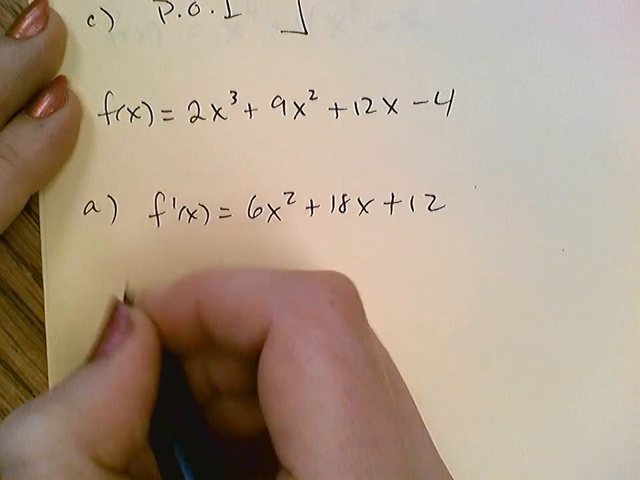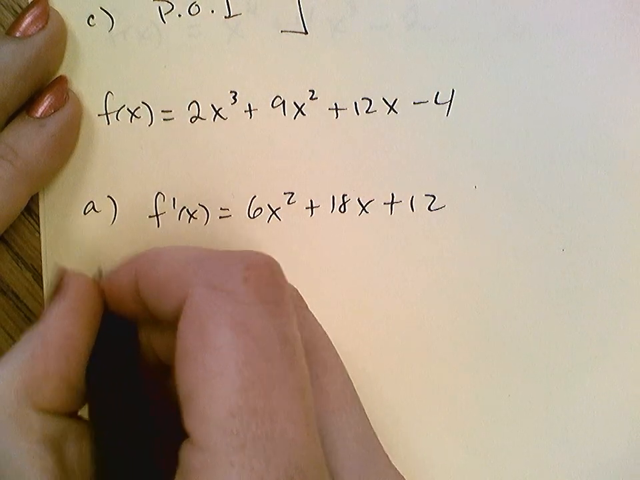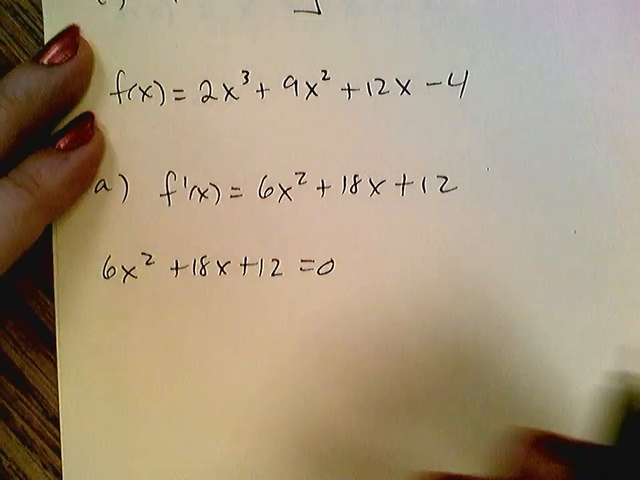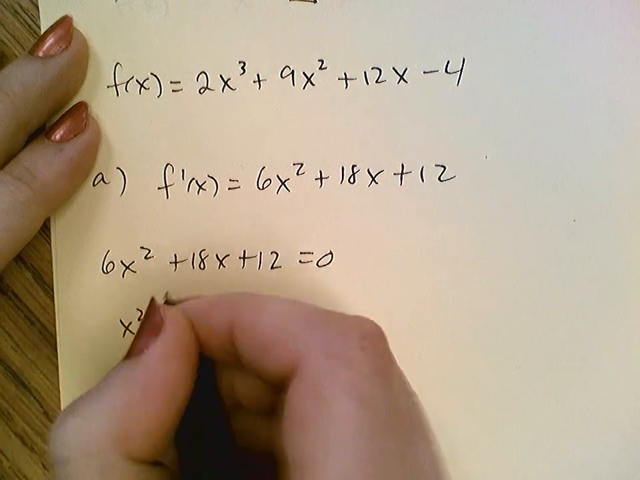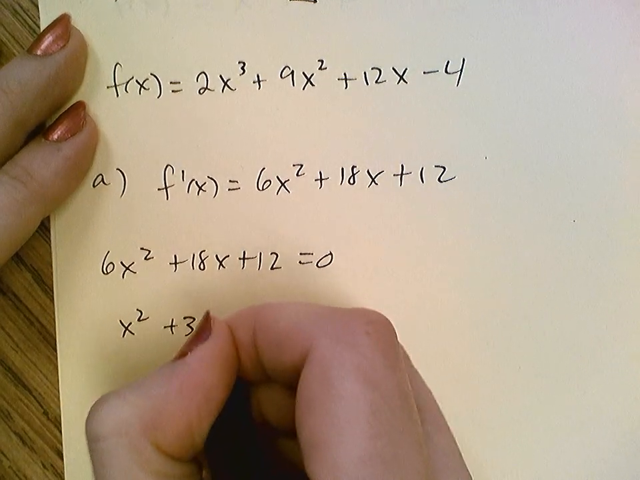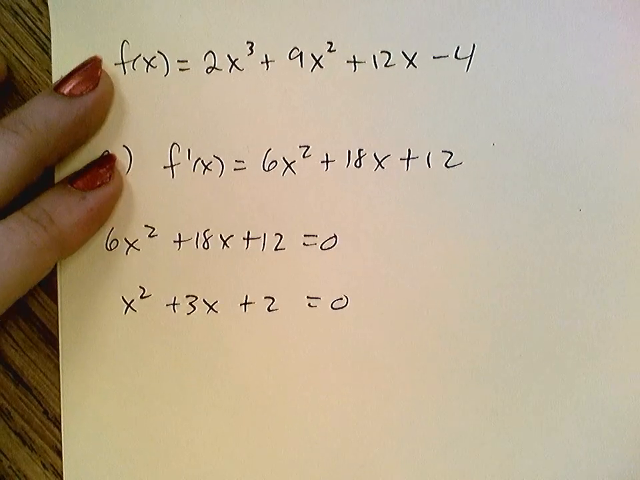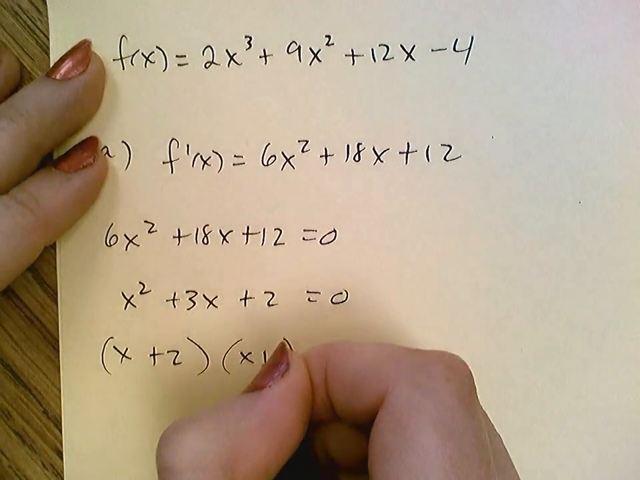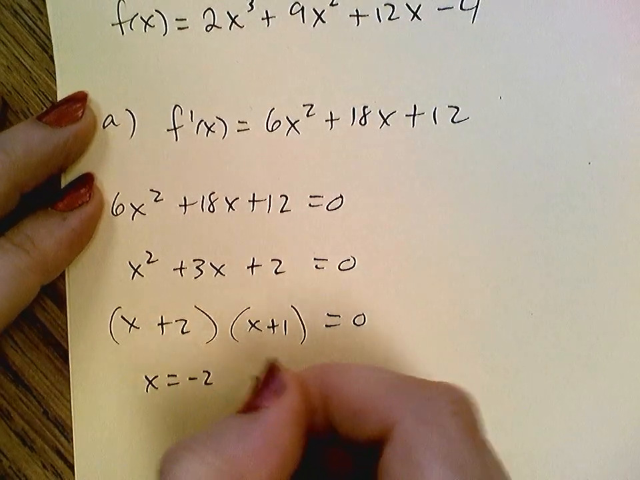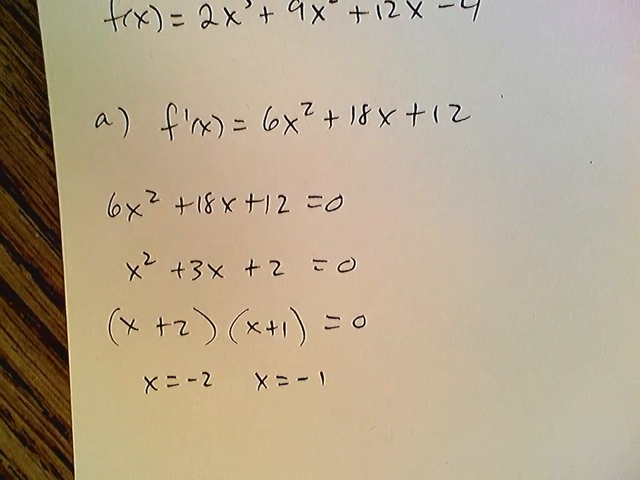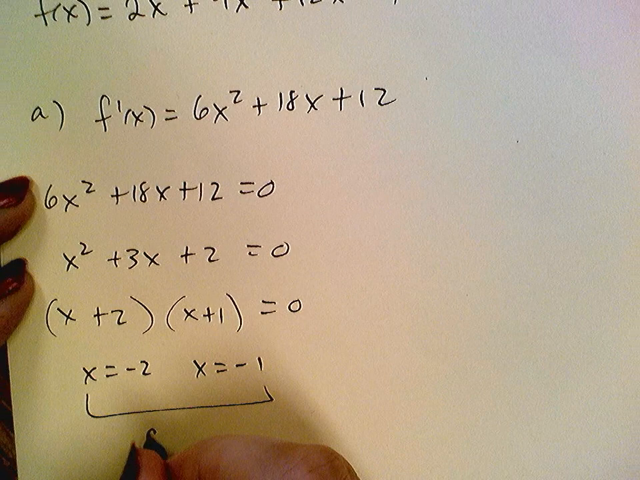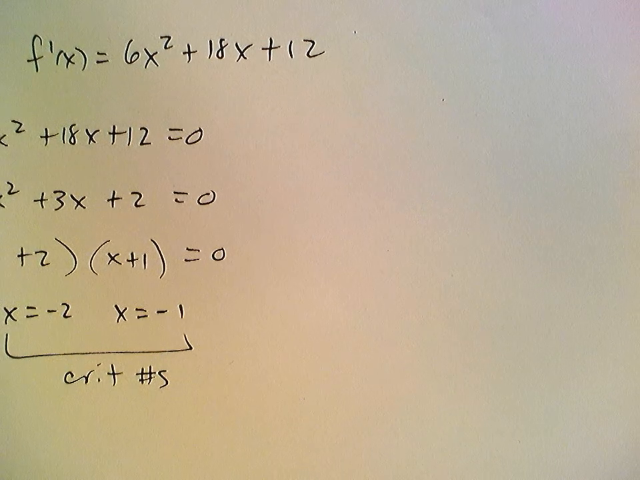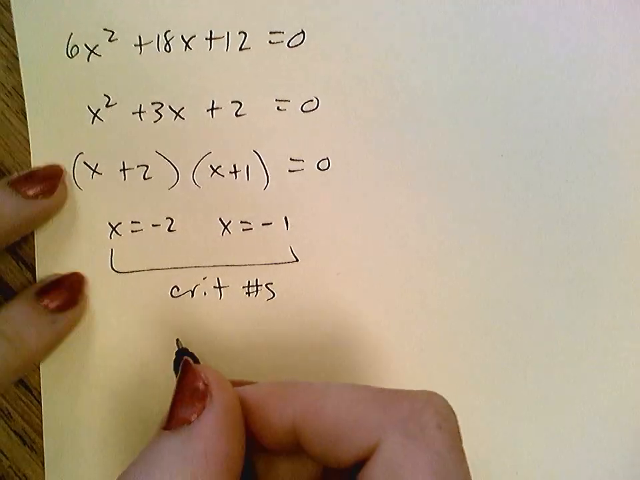All right, so then we need the critical numbers, which are where this is 0 or undefined. Okay, so I'm just dividing everything by 6 because it's the greatest common factor. Okay, and then this factors. So x is negative 2, x is negative 1. So those are the critical numbers.